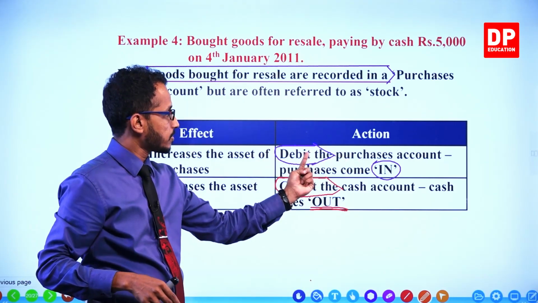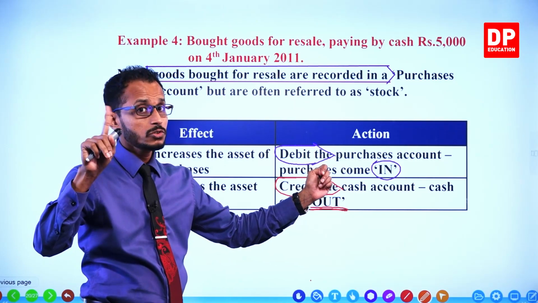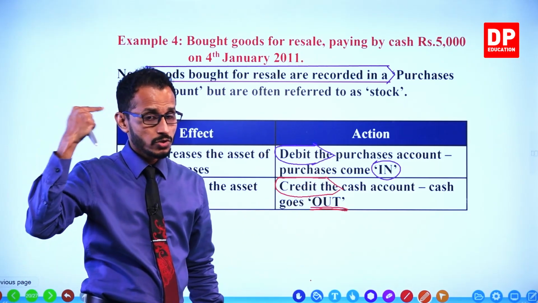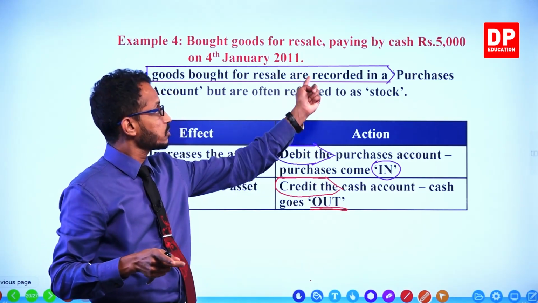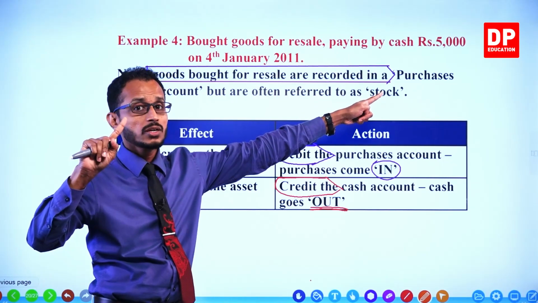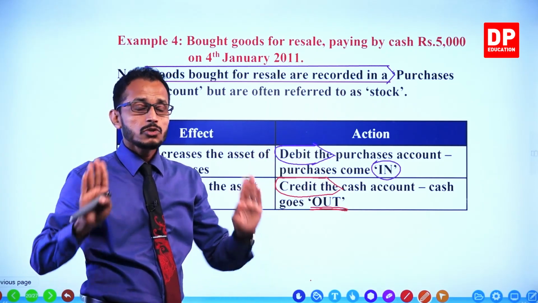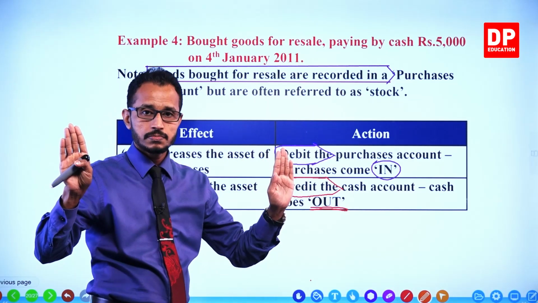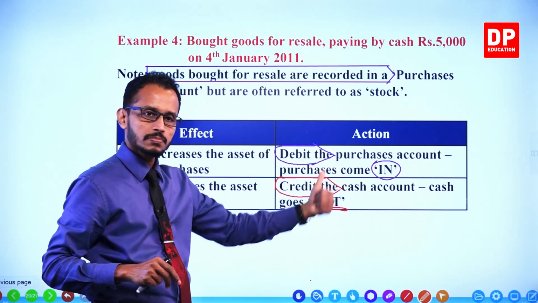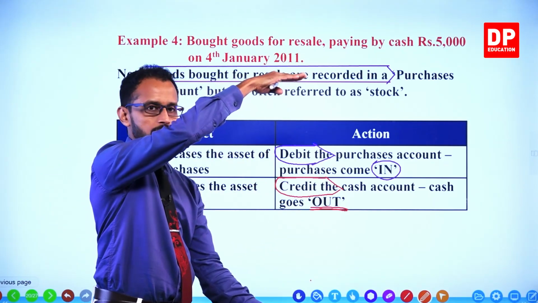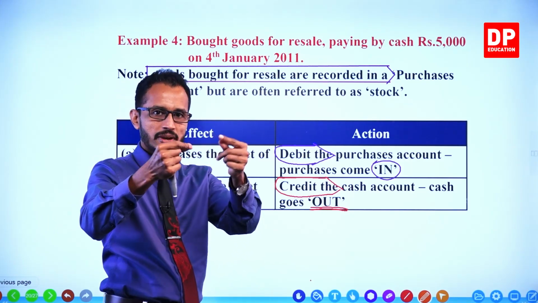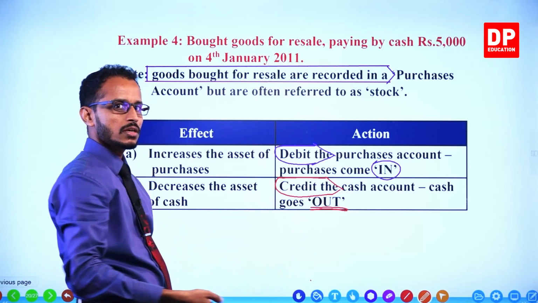Ins are always debited, but not to a stock account. This is a point to remember, children. Stocks or goods purchases are recorded in the purchases account, not a stock account, not a goods account. Do not draw a goods account. Draw a purchases account instead. So purchases account, debit, because stocks are coming into the business. And cash is paid out. Outs are credit.